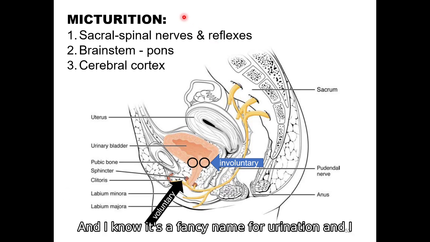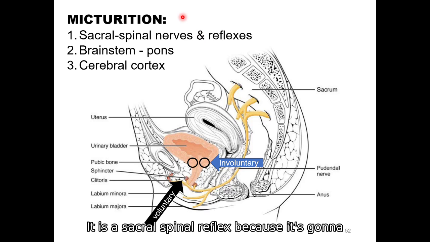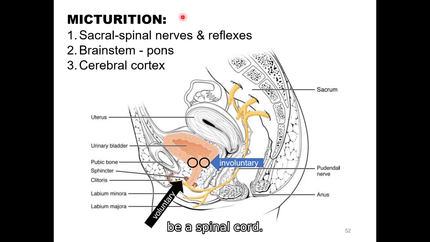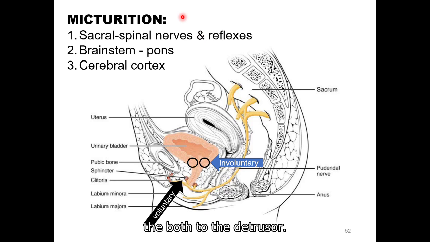As far as micturition goes, and I know it's a fancy name for urination, I don't know why they didn't give you another term, but they did. It's a combination, really. It is a sacral spinal reflex because it's going to be a spinal cord. You can see that the nerves are going to the detrusor. We've got the detrusor involved, the internal urethral sphincter, and the external urethral sphincter.